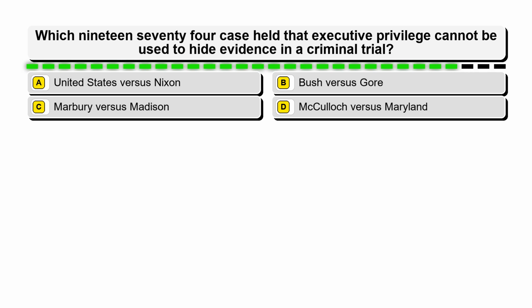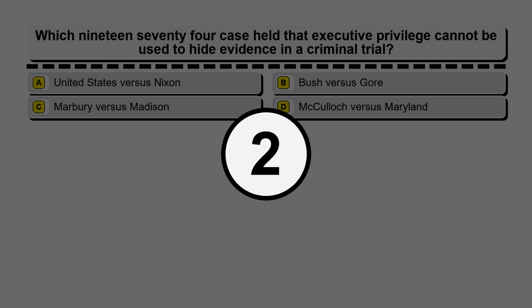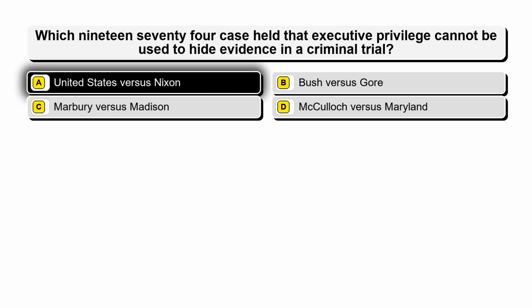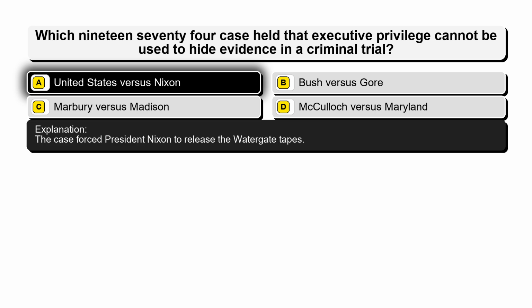Question 74. Which 1974 case held that executive privilege cannot be used to hide evidence in a criminal trial? Option A, United States v. Nixon. Option B, Bush v. Gore. Option C, Marbury v. Madison. Option D, McCulloch v. Maryland. The correct answer is option A, United States v. Nixon. The case forced President Nixon to release the Watergate tapes.